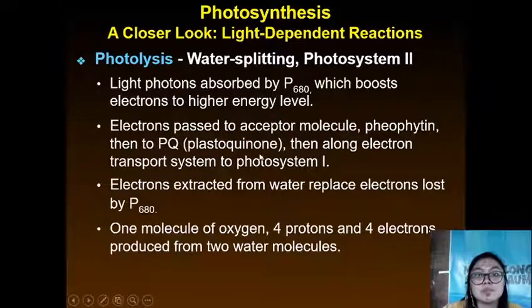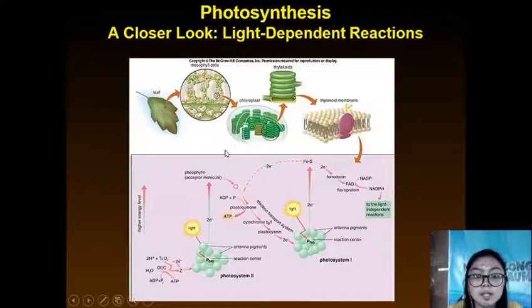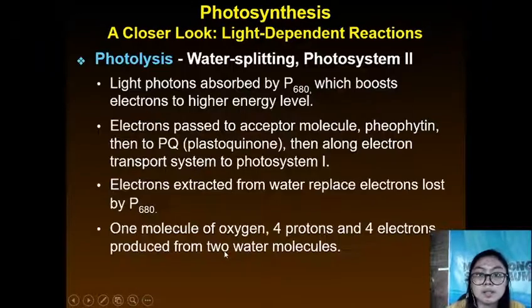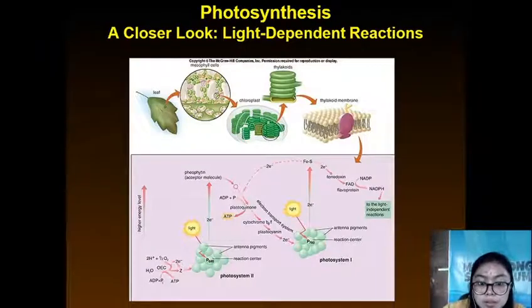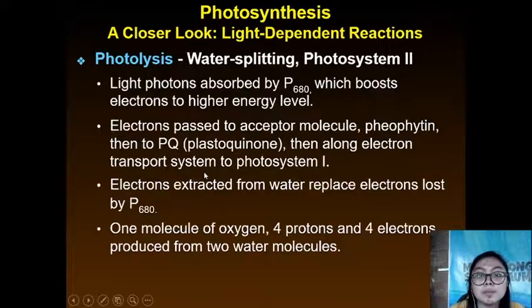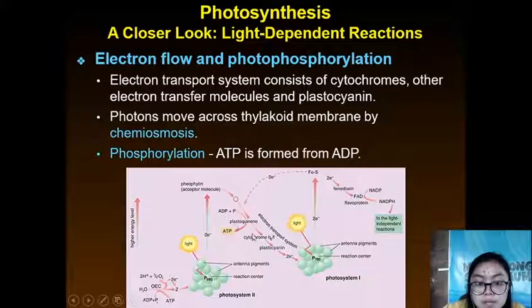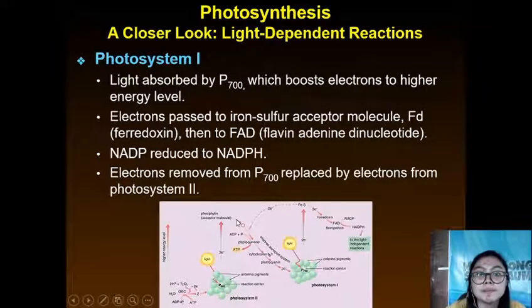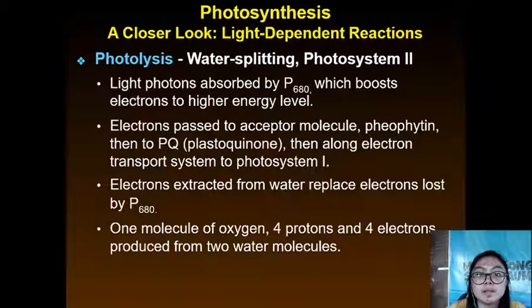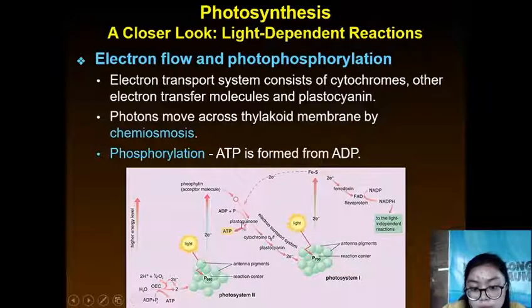So, light photons are absorbed by P680, which boosts electrons to a higher energy level. Electrons pass to the acceptor molecule, which is the pheophytin. Then to plastoquinone, and then along the electron transport system to photosystem 1. So it works up until here in photosystem 1.